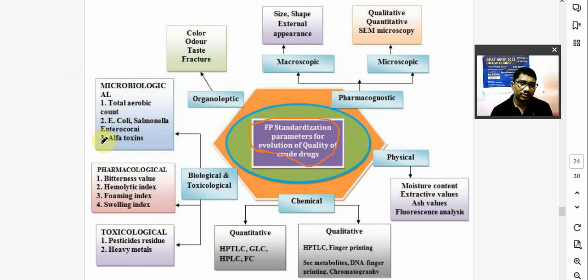So I am going to explain it. So standardization parameter for evaluation of quality of crude drug. So you can evaluate the quality of crude drug by using organoleptic properties. Organoleptic properties मतलब क्या है?